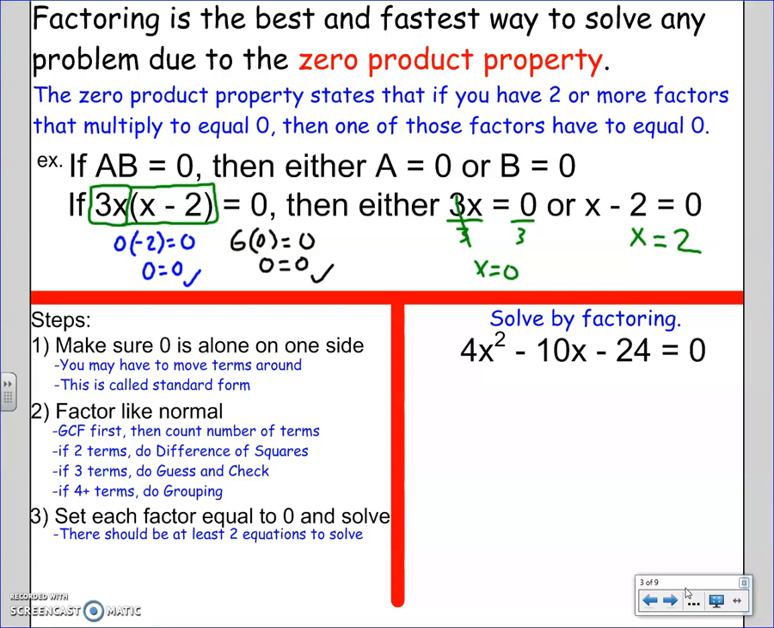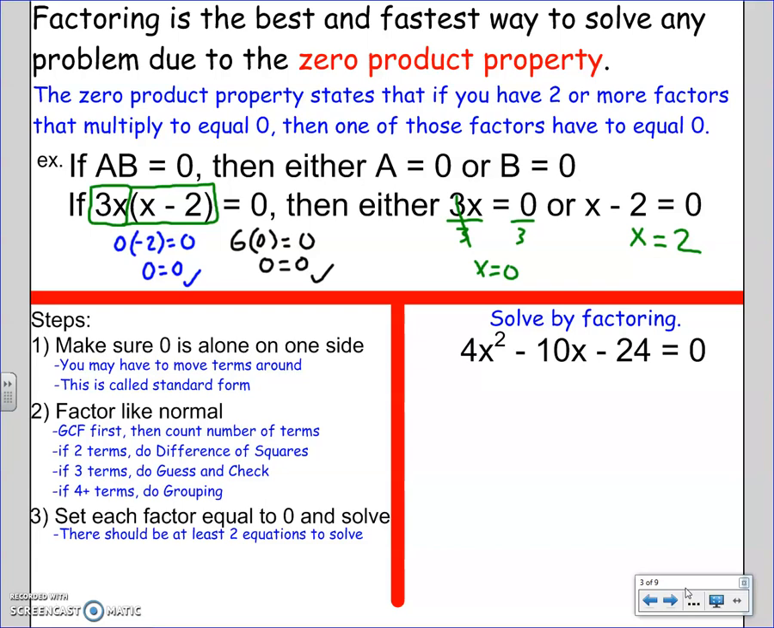So here are the steps. Make sure 0 is alone on one side. You might move things around, and again, that's called standard form. Then you factor like normal. Always do GCF first, then count the number of terms. 2 terms says the difference of squares, the square root formula. 3 terms, guess and check. 4 or more terms, do grouping. And the last thing is set each factor equal to 0 and solve. And there should always be at least 2 equations.